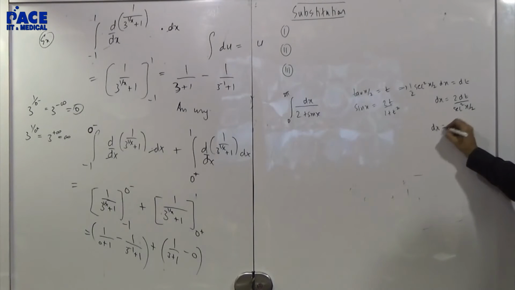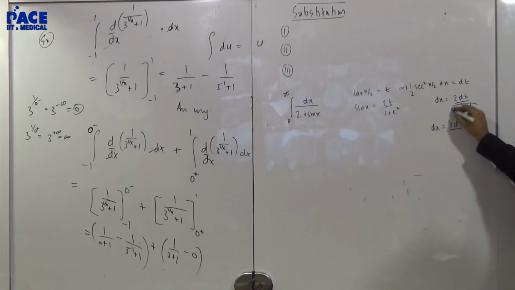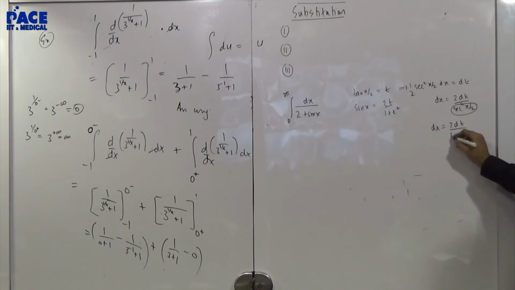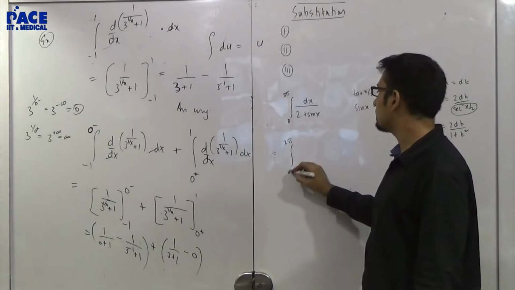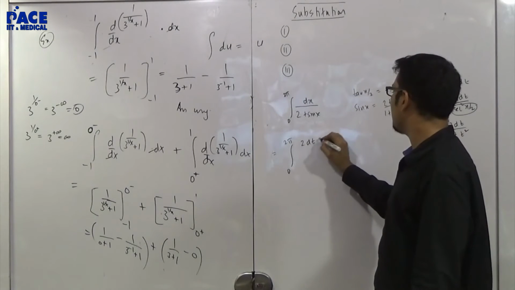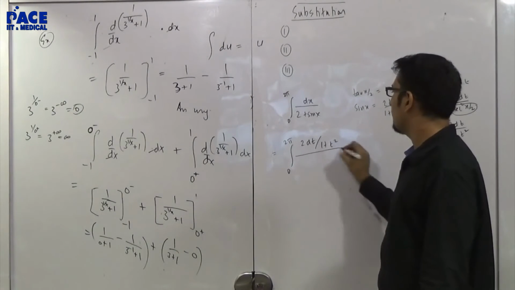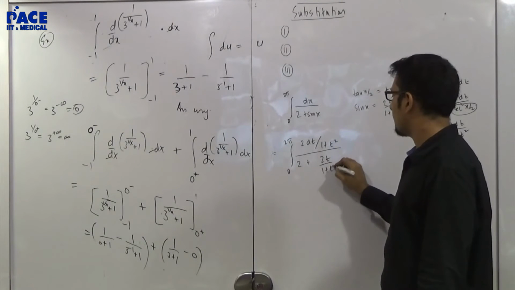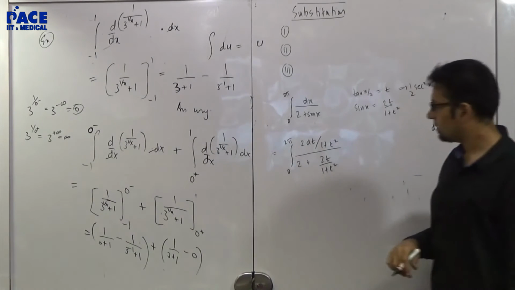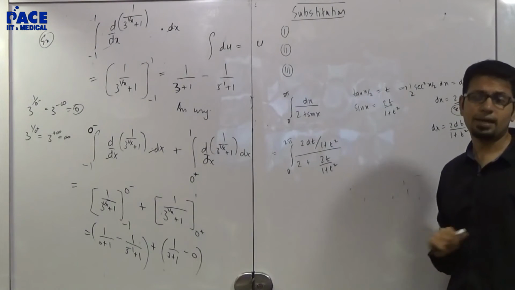And sec square is 1 plus tan square, 1 plus t square. 2 dt upon 1 plus t square. ये होता है? Okay. So now we substitute. Okay. So what happens? Integral 0 to 2 pi, 2 dt upon 1 plus t square. And this becomes 2 plus 2t upon 1 plus t square. So then you get 1 over quadratic.